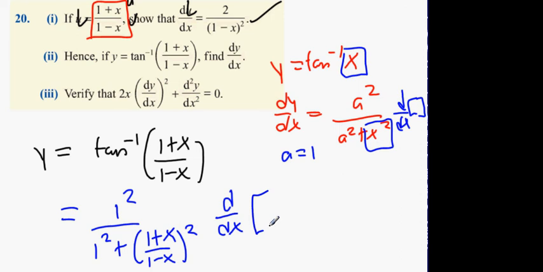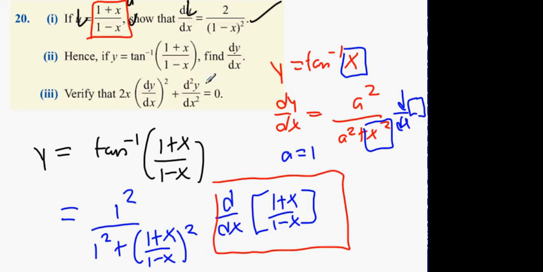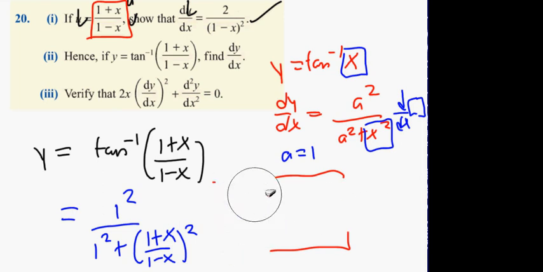Differentiate what's in the box. Now what's the good thing about differentiating what's in the box? We've already done it in part 1. So this is a question within a question, as you were saying, Connor. So this is the front part, but this part in itself is its own question. And actually we answered it in part 1. That's 2 over 1 minus x squared.